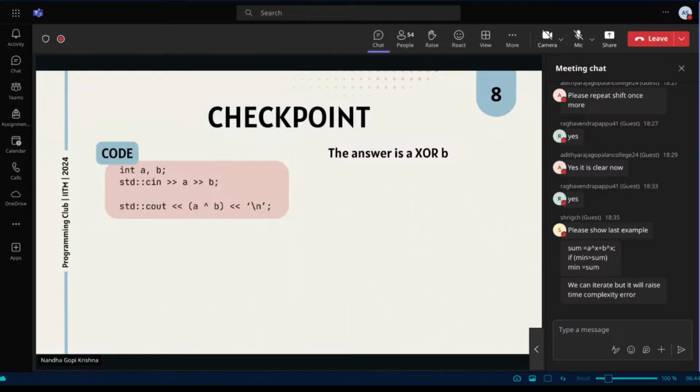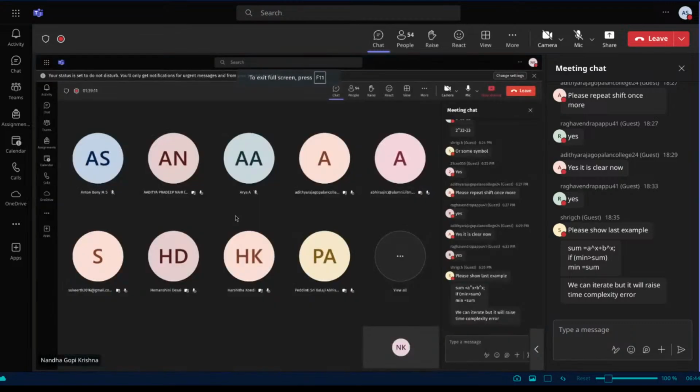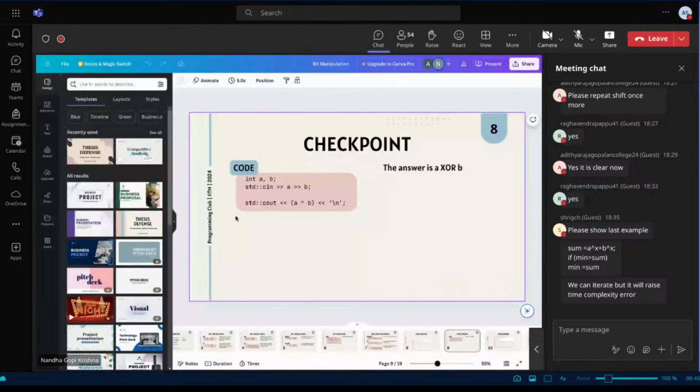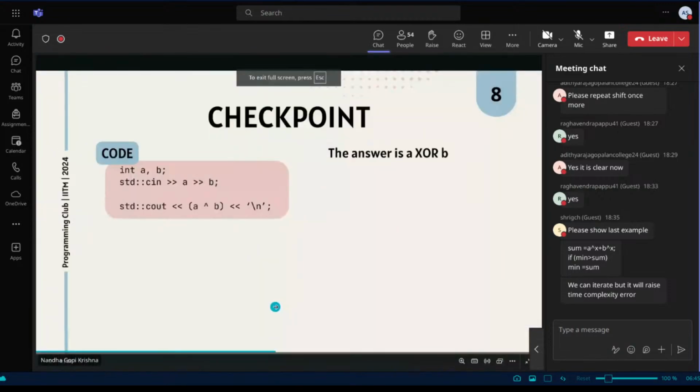Is the example clear? I'm hoping that it is. Moving forward, here is another question.